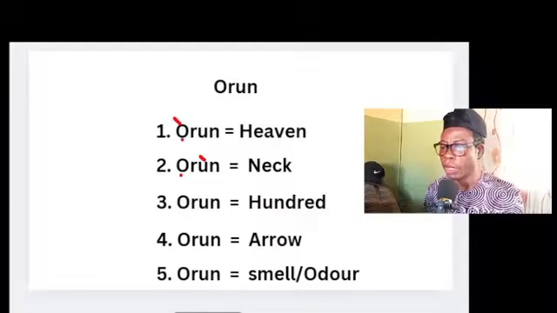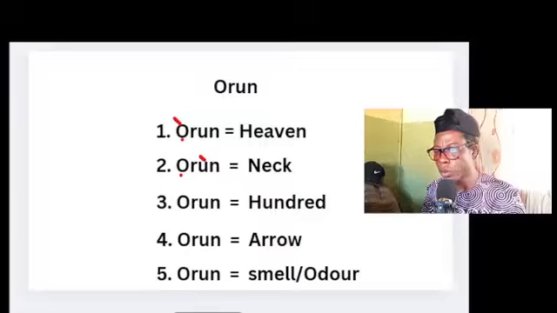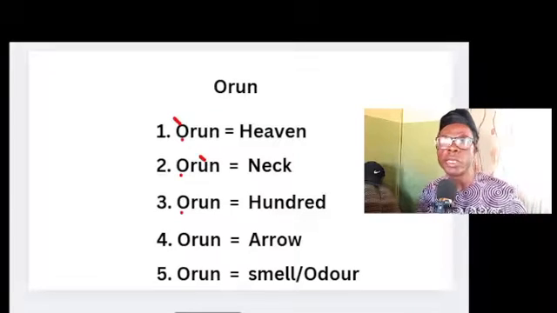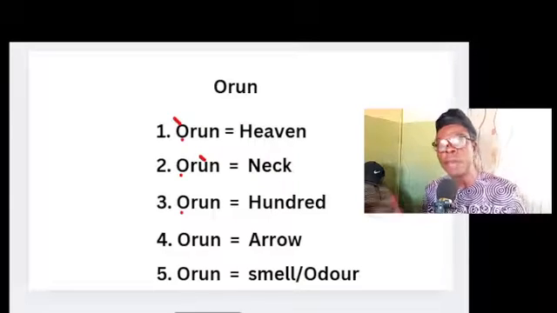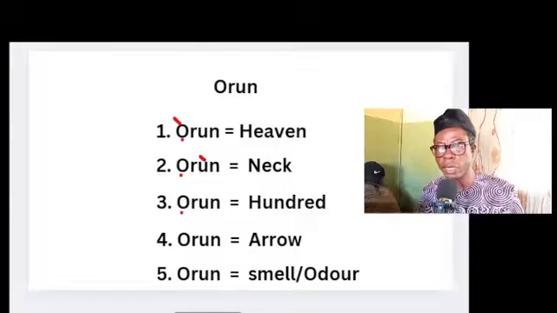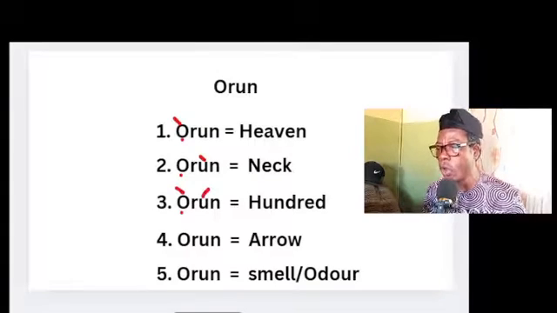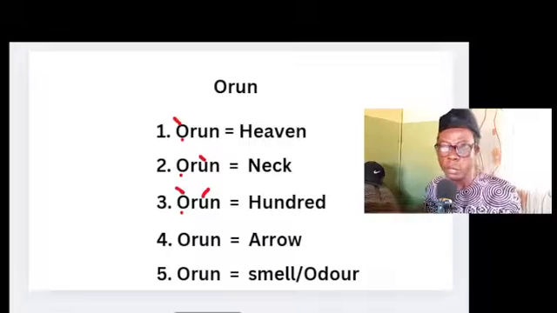The third one is 100. Ọ̀rún. 100, from Ọgọ́rùn. You see, in the Bible, when you read the Bible in Yoruba, you're going to have Balogun Ọ̀rún. A centurion is Balogun Ọ̀rún. Ọ̀rún is 100. So we draw this here and this here. That is Ọ̀rún. The fourth one is Ọ̀rún, which is arrow.